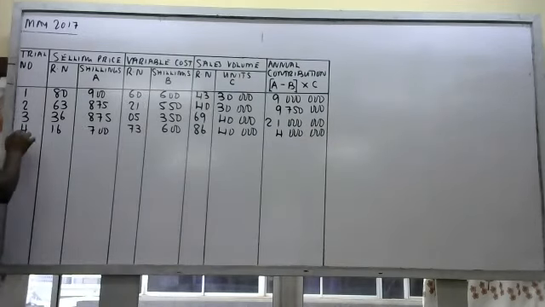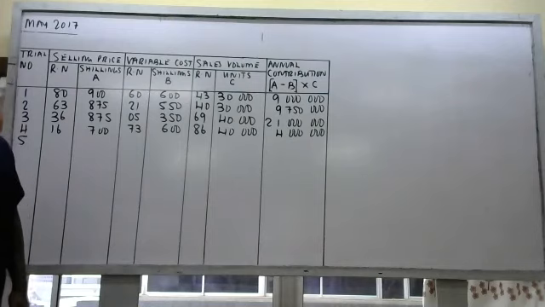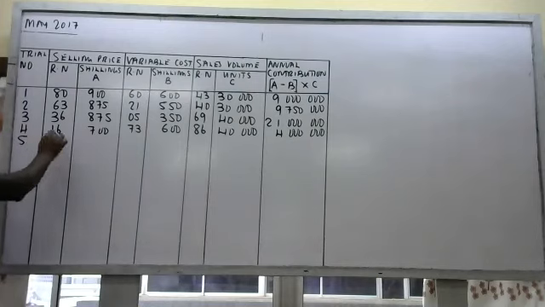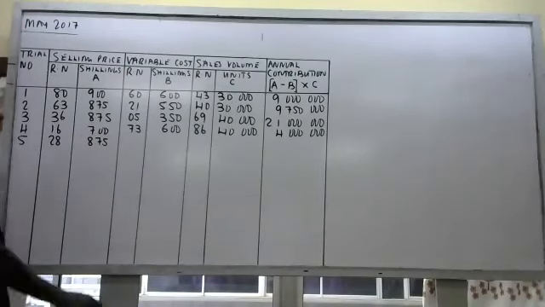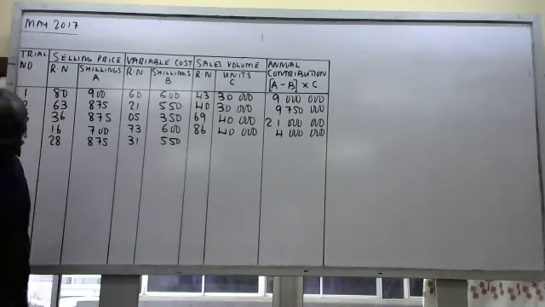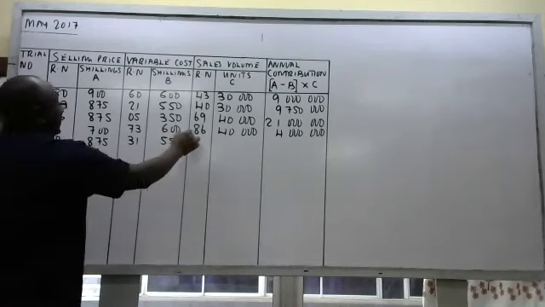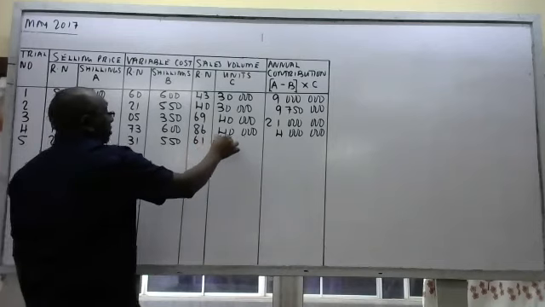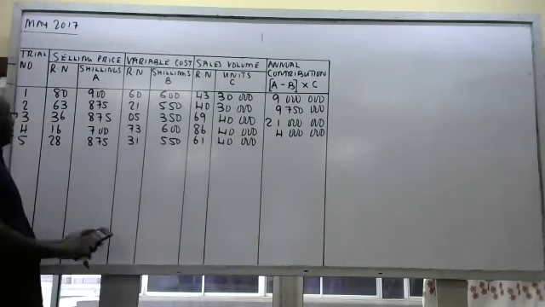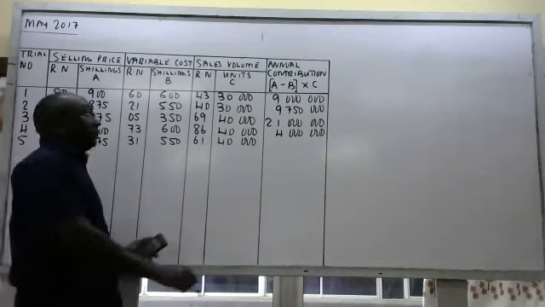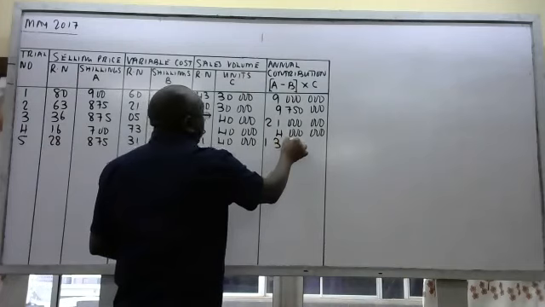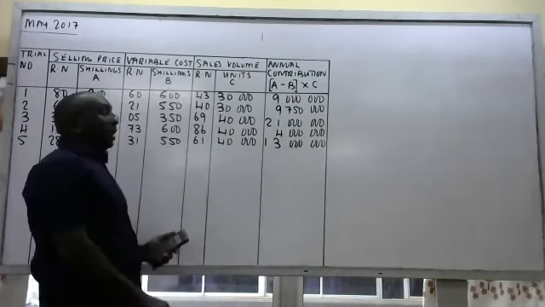Day number 5 after 86 I have 28. 875. Kutoka 28 tuko na 31. 550. Kutoka 31 tuko na 61. 40,000. So sasa ukisema 875 minus 550 times 40,000 is 13 million.